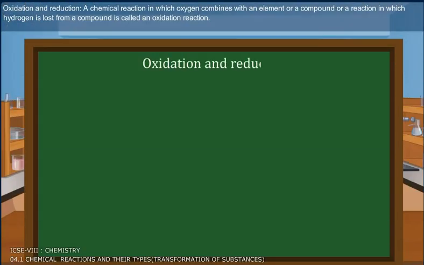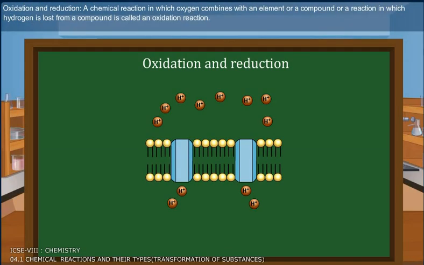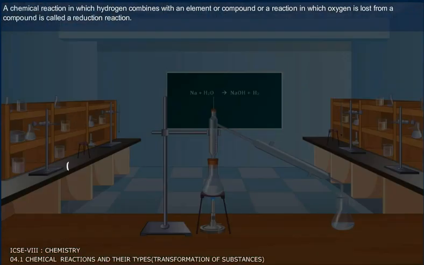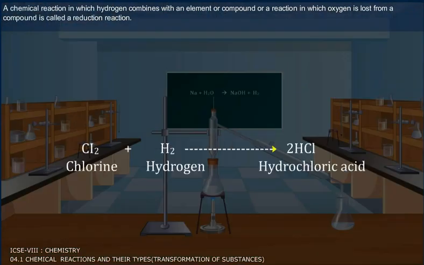Oxidation and reduction. A chemical reaction in which oxygen combines with an element or compound, or a reaction in which hydrogen is lost from the compound, is called an oxidation reaction. A chemical reaction in which hydrogen combines with an element or compound, or a reaction in which oxygen is lost from the compound, is called a reduction reaction.